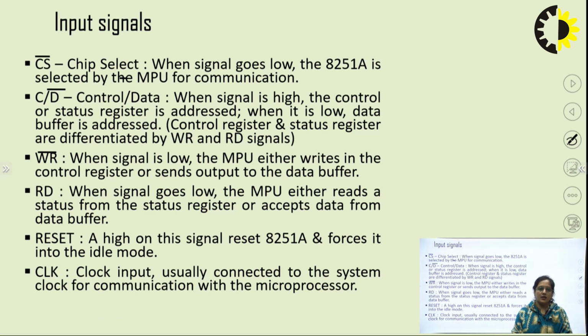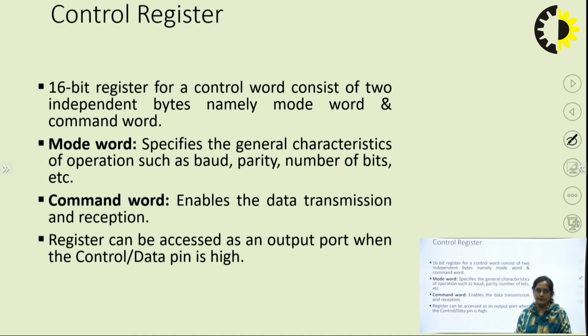Write signal, whenever the signal is low, the microprocessor is writing in the control register or sending data for the output data buffer. When the microprocessor has to read the status of 8251, then it will send this read signal, which is an active low signal, and it can read the data or accept the data from the data buffer. RST reset signal is used if we have to force this 8251 to restart again, or to go to idle mode. Clock input is given so that the microprocessor and this 8251 can communicate synchronously at the same frequency.